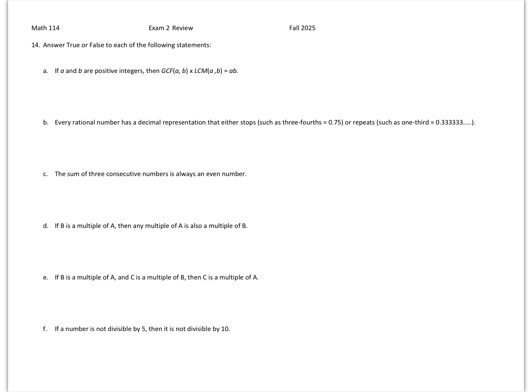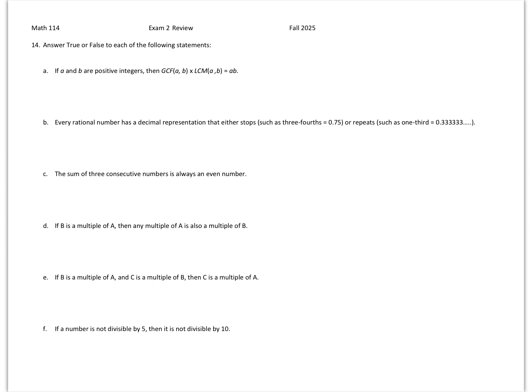Answer true or false for each of the following statements. If A and B are positive integers, then the greatest common factor of A and B times the least common multiple of A and B is A times B. Okay, let's look at a few examples and see if we can convince ourselves that this is true.